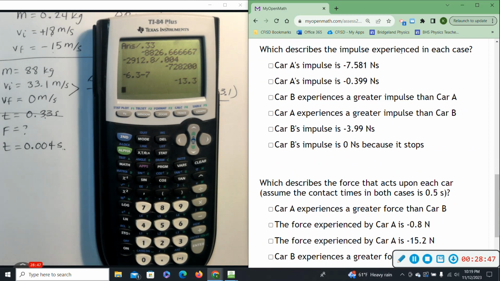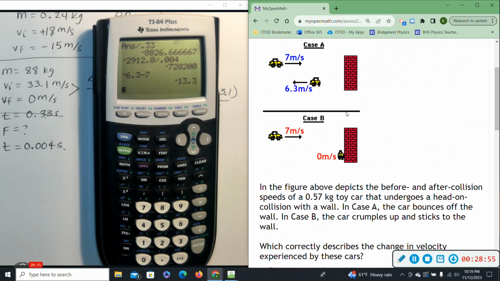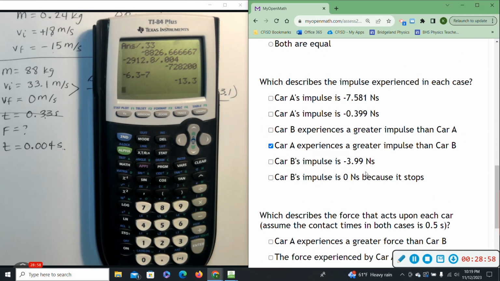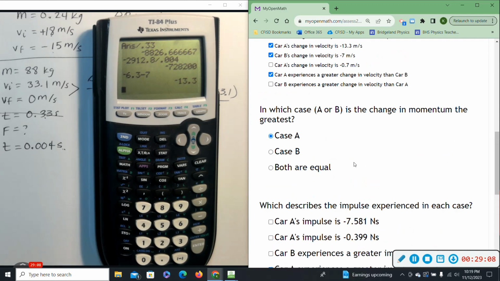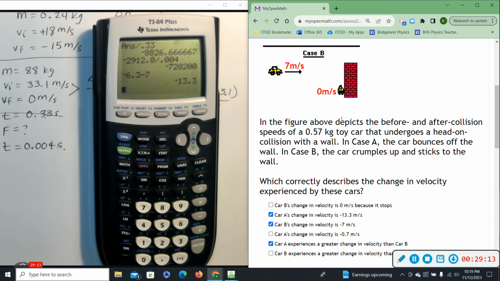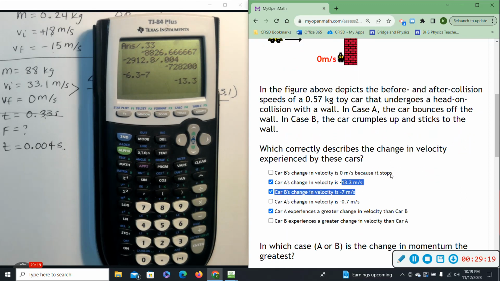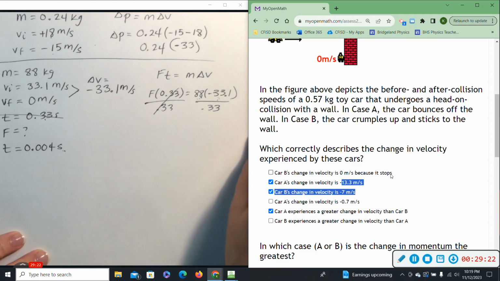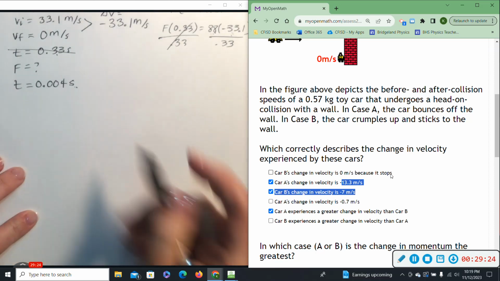Which describes the impulse? Again, I just said that, although there are some numbers here, I do know that the one that bounces has more impulse. It was car A that bounced, so it's going to have more impulse than car B. But let's figure out what those impulses are. Impulse is equal to force times time. However, impulse is also equal to change in momentum, which is mass times change in velocity. That's the information that we have, so that's what we need to use. It's the same mass, 0.57, and I already found their changes in velocity. So let's go ahead and do this for each of them.